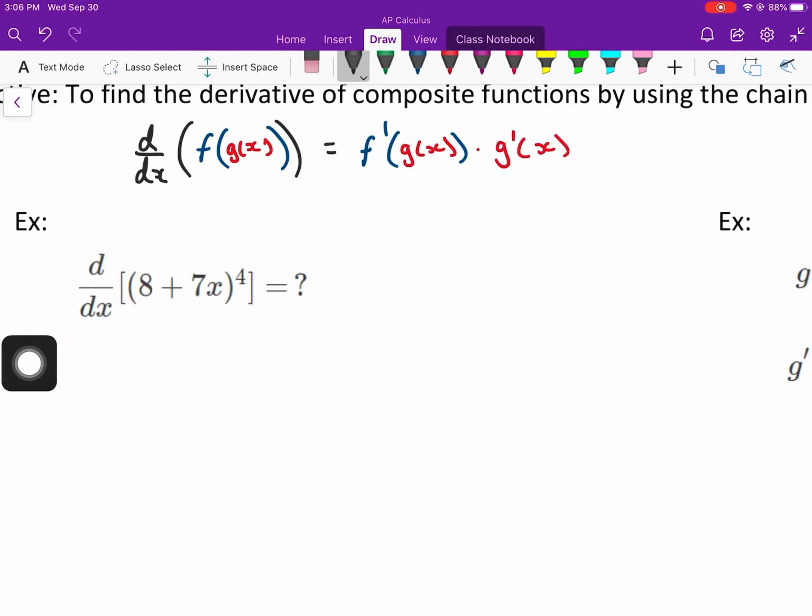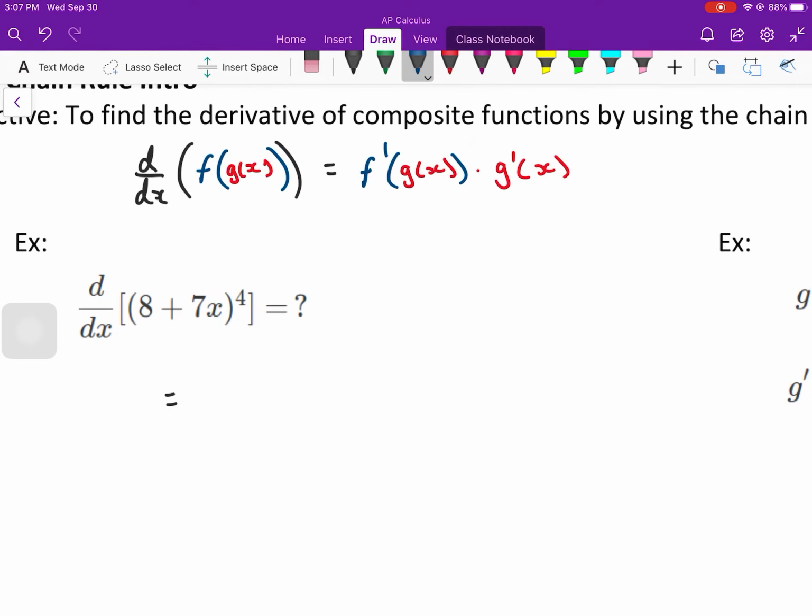So the derivative equals 4 times, and then we'll keep the inside the same. Notice here, derivative of the outside, but the inside just stays g of x. So the inside, let me see if I can write that using those colors. So 4 times, actually let me rewrite the entire function. So we have our outer function is to the fourth power, and then the inside function is 8 plus 7x.